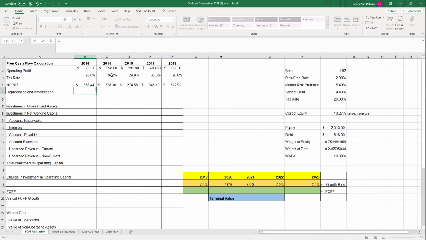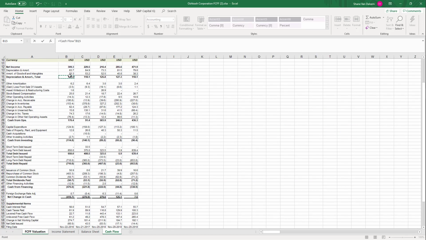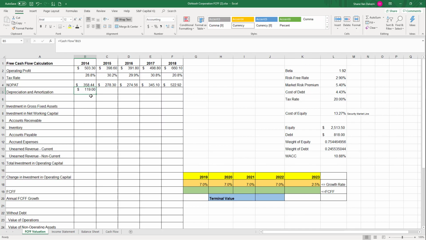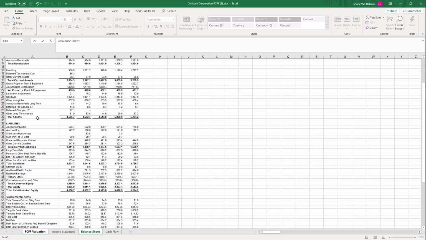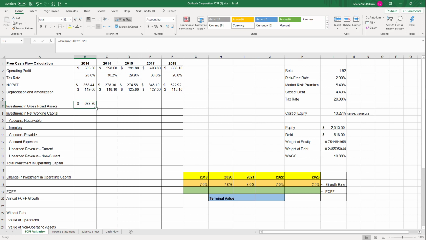Depreciation and amortization, just like with Coca-Cola, I'm going to pull this off of the statement of cash flow. And so I'm using this number down here, depreciation and amortization total. The investment in gross fixed asset comes straight off the balance sheet under long-term gross property, plant, and equipment right there. Take that across.